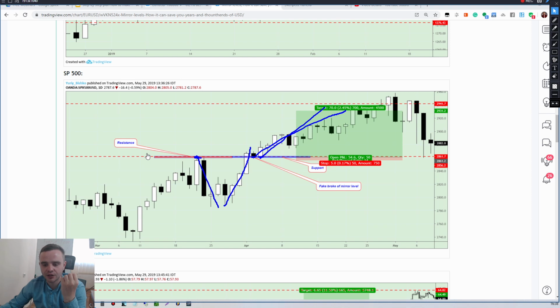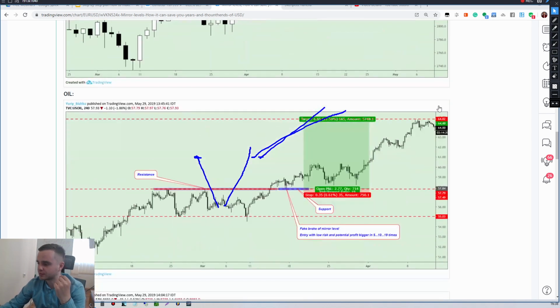Hello, what is the indicator you use most of the time? Price. The main indicator which I use is price. Friends, type into the chat, is it clear about mirror levels? What questions do you have? I'm going to show more examples.